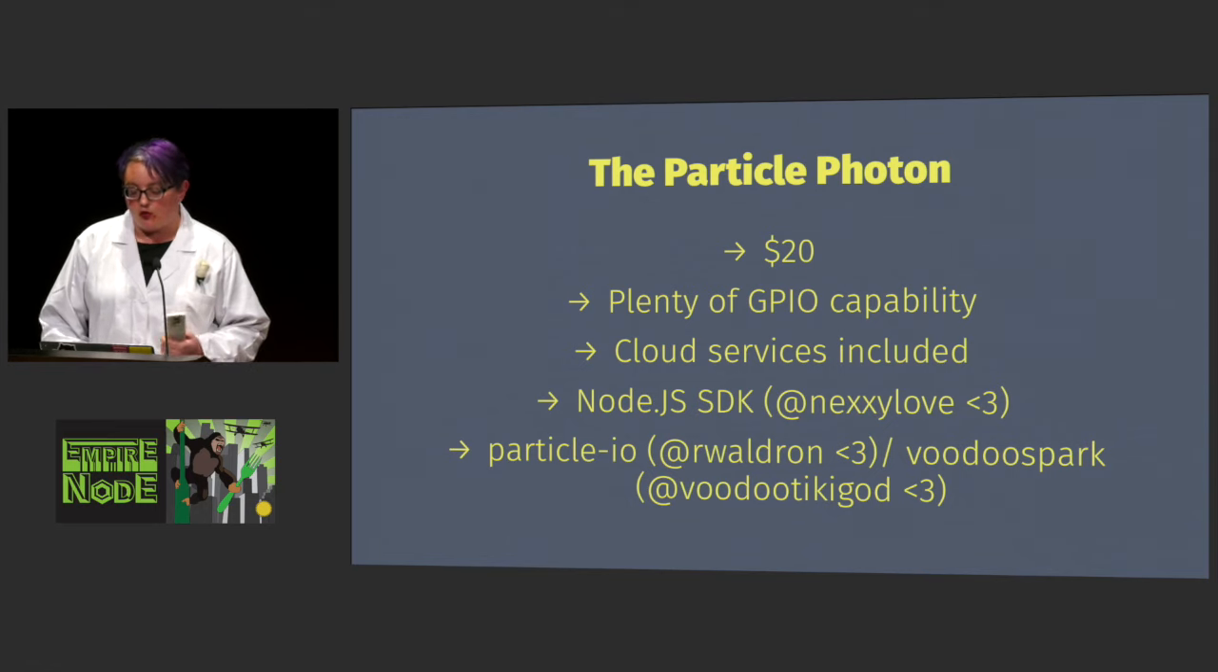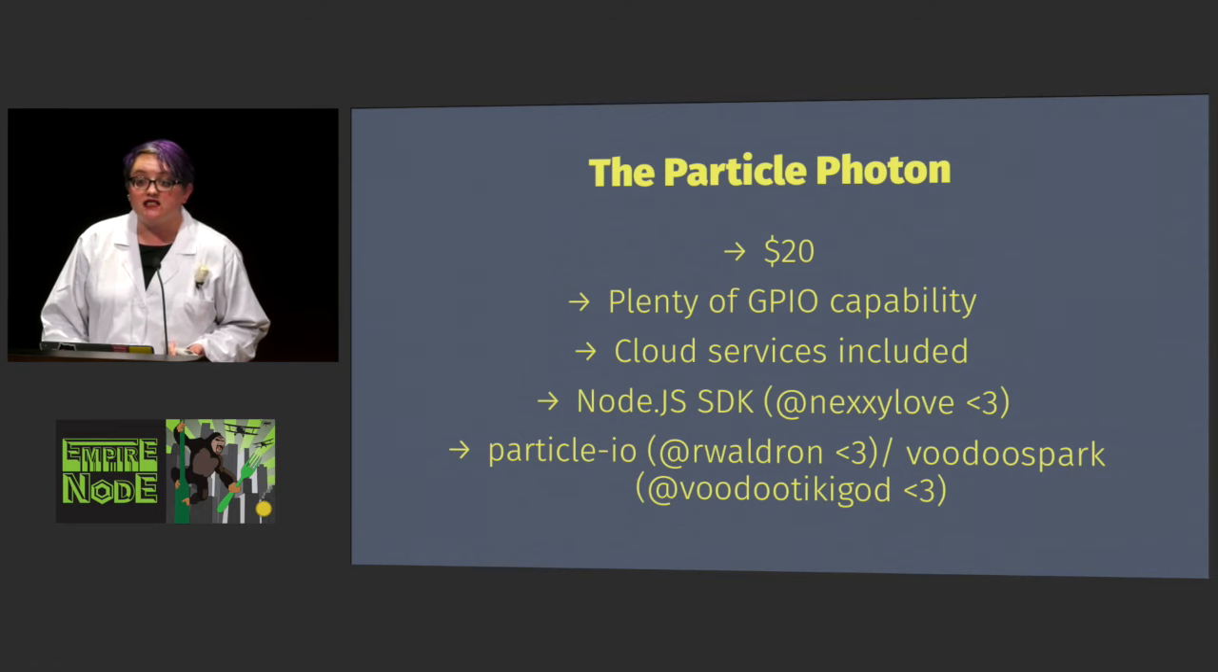Half the price of the Core, much more stable Wi-Fi. If you've ever used a Spark Core, Photon fixed most, if not all, of its Wi-Fi issues. Plenty of GPIO capabilities, 7 PWM pins, several digital pins. You can do I2C and SPI.